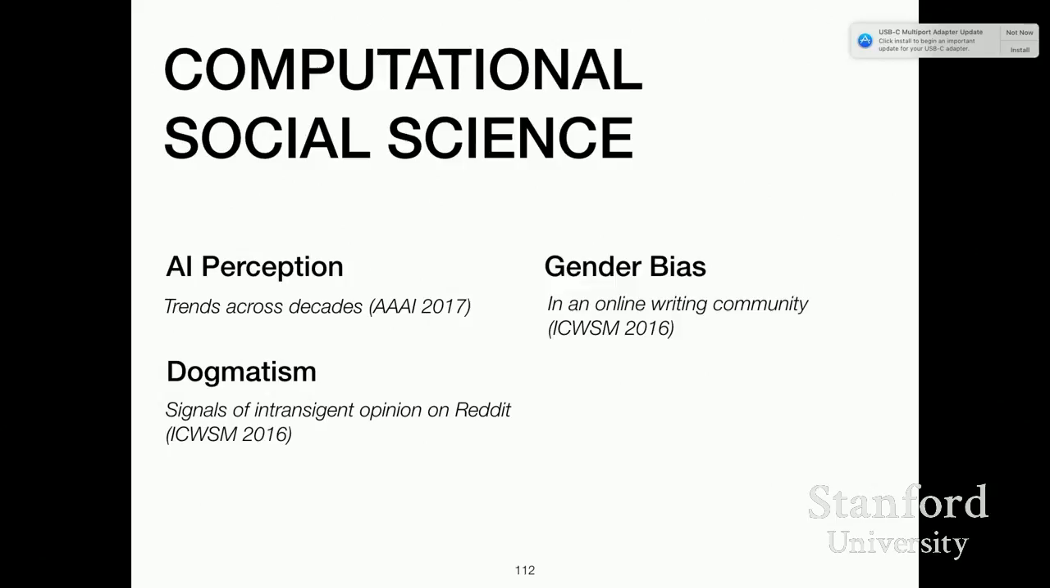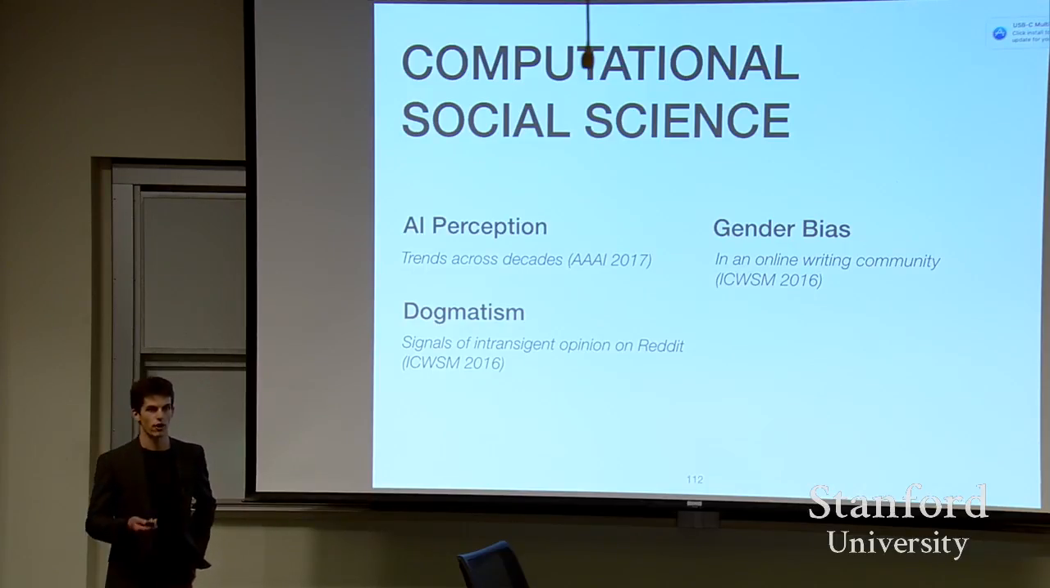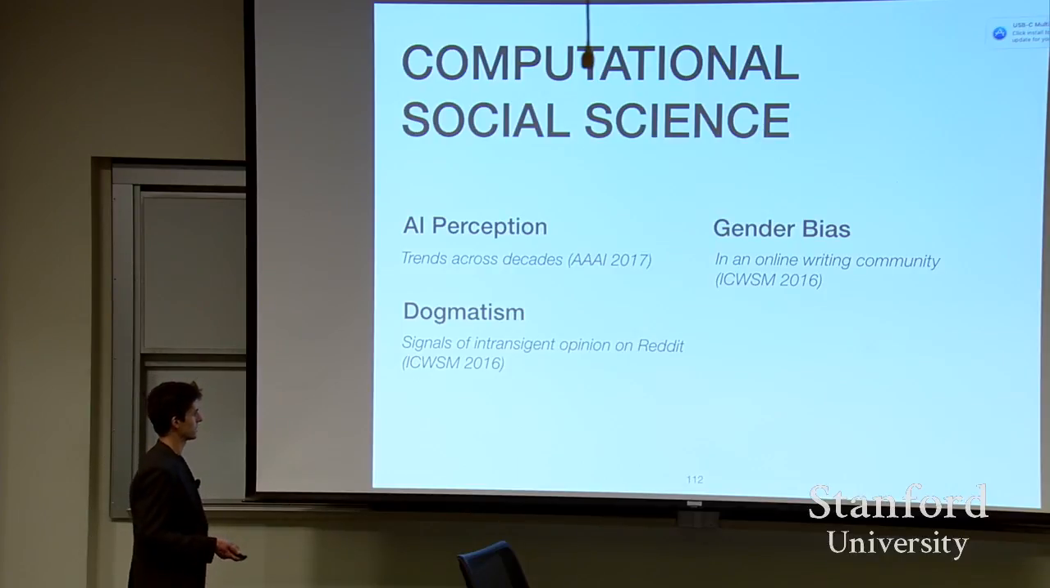Also, similarly, looking at signals of gender bias in social media, basically trying to understand when this happens, who's responsible for it, why it happens. And similarly, looking at signals of dogmatism, or this idea of polarized opinion or argument in social media, for example, signals of this kind of opinion on Reddit.